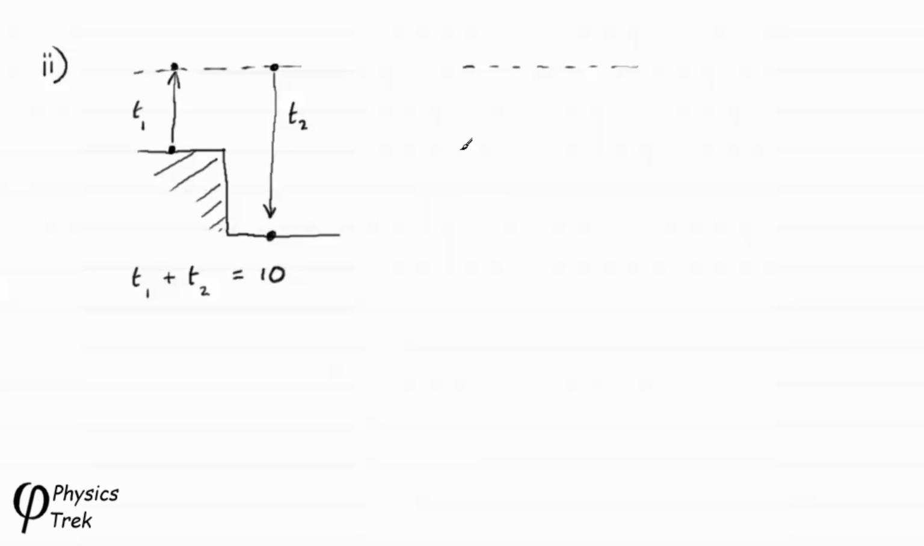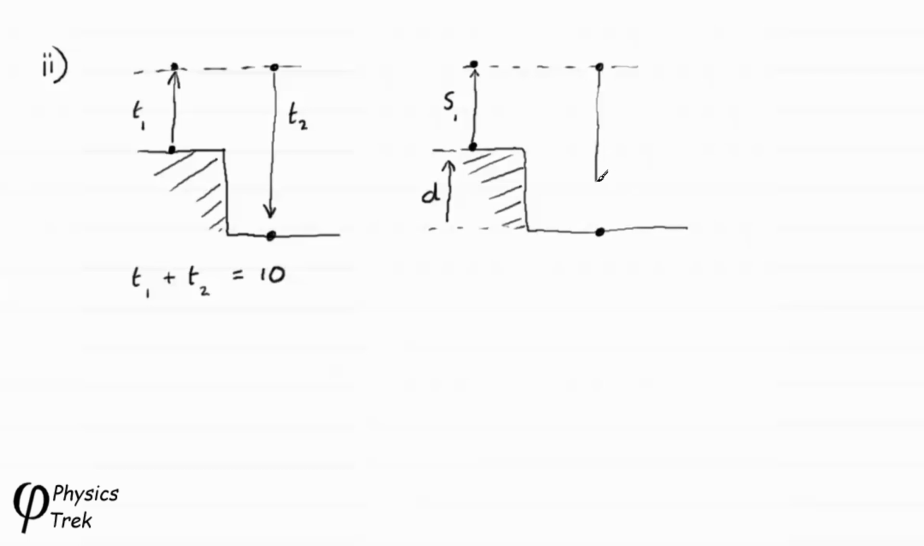Now to the vertical distances travelled. D is the height of the cliff above the sea, S1 is the maximum height attained by the stone above the cliff, and S2 is the distance the stone falls from its highest point to the surface of the sea. So S2 equals S1 plus D. Remember, we need to find D. We worked out S1 in the first part of the question. Now to work out D from the equation, we need to find S2.